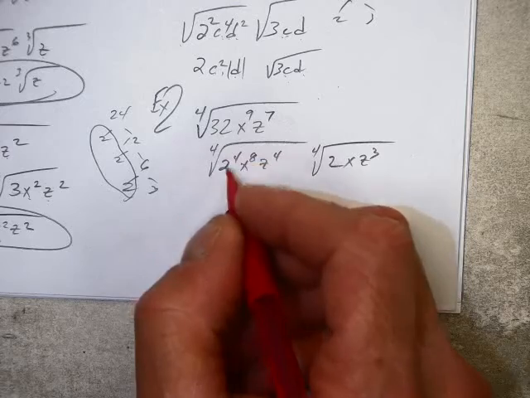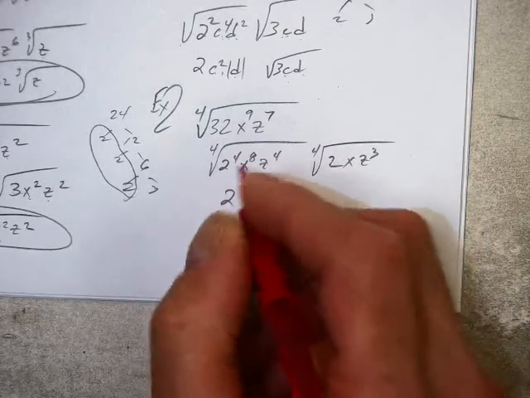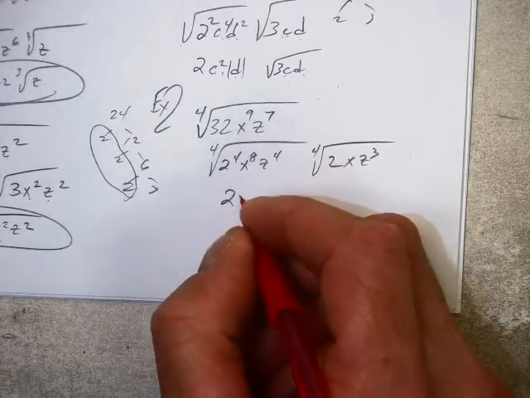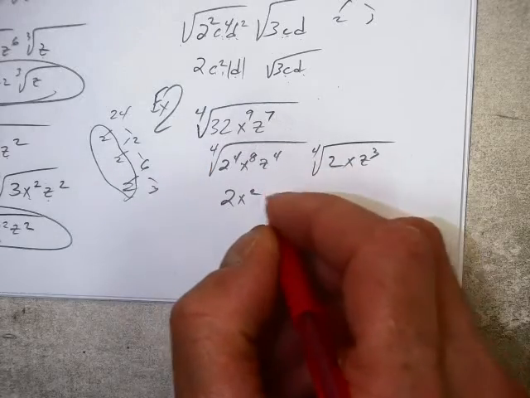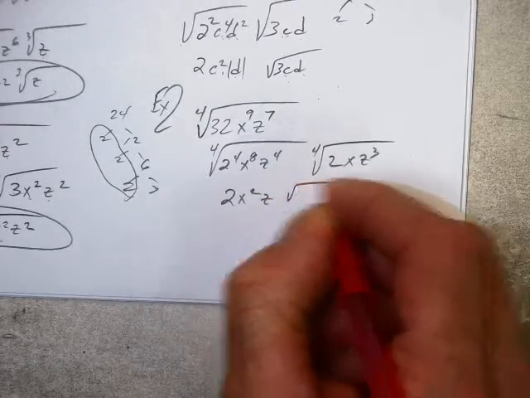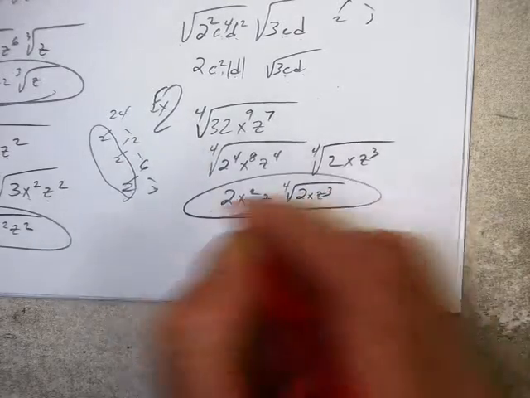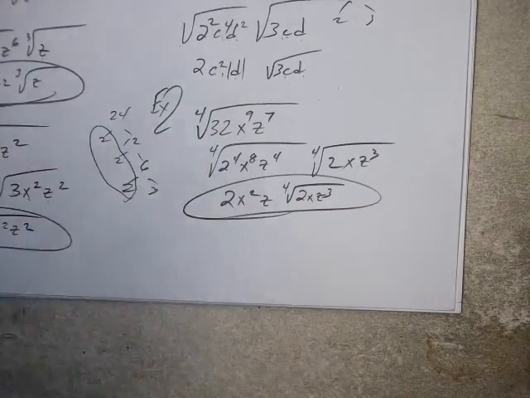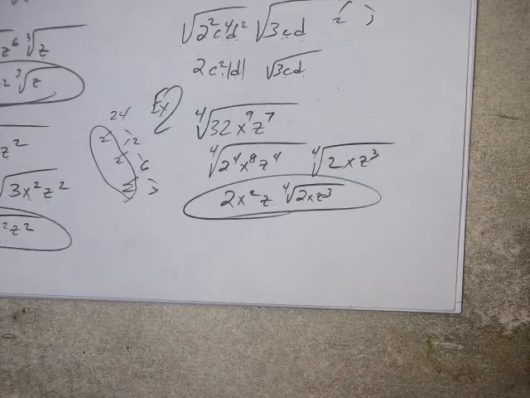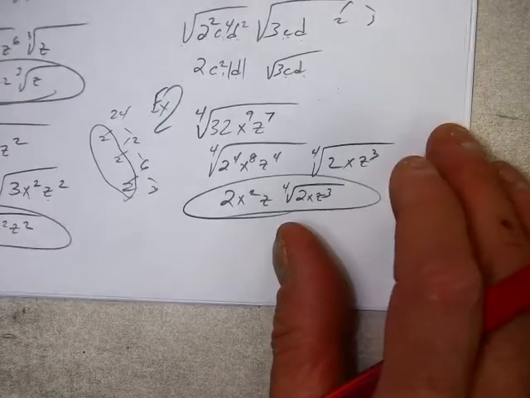Okay? 4th root of 2 to the 4th is 2. 4th root of x to the 8th is x squared. 4th root of z to the 4th is z. And then I've got times the 4th root of 2xz to the 3rd. Now this is a good example of how this all builds upon the previous section. If you were struggling with the previous section, it's tough, so that's why you got to get in here if you got questions. Moving on to the next deal.